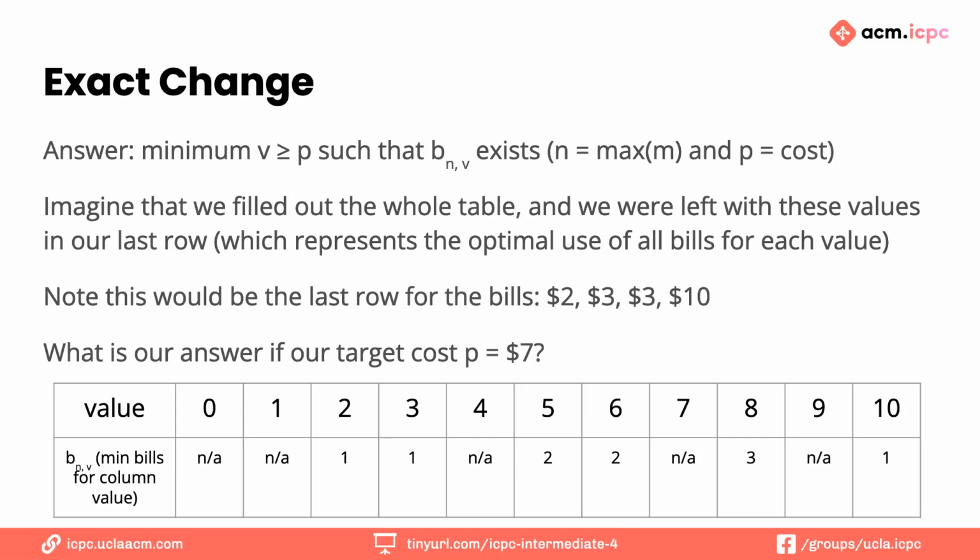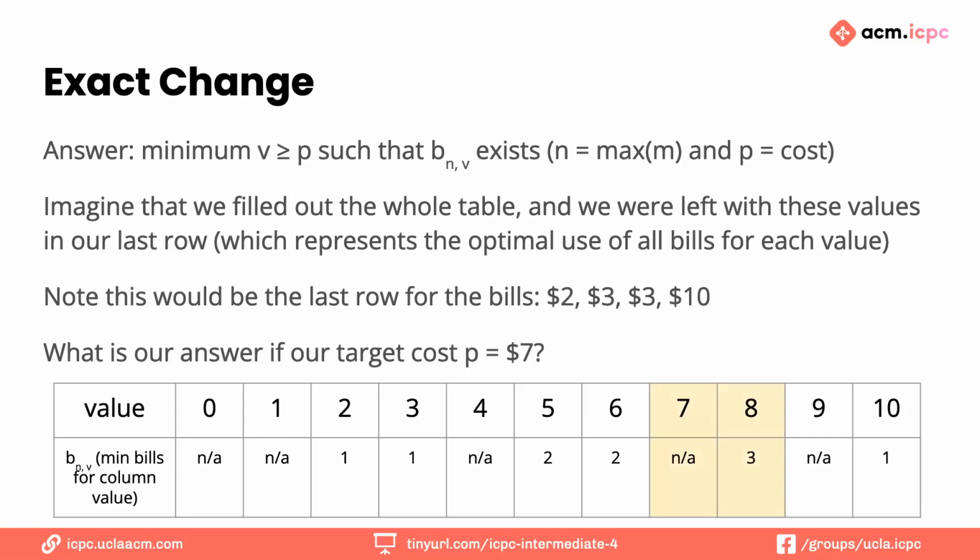Okay, no worries. So basically, you're just going to go to the seventh column and check if there's a value there. And if there's not, for example, here, the value is NA, which is to say that there's no way to get to $7 with our 2, 3, 3, and $10 bills. And so we have to be able to afford the item. So we need to check to the right of this column. And we keep going until we reach a column that has a valid value.